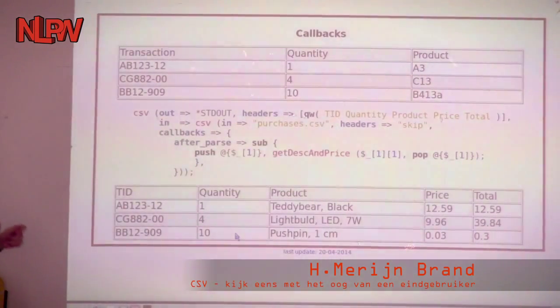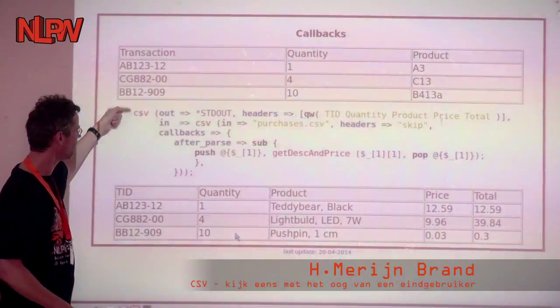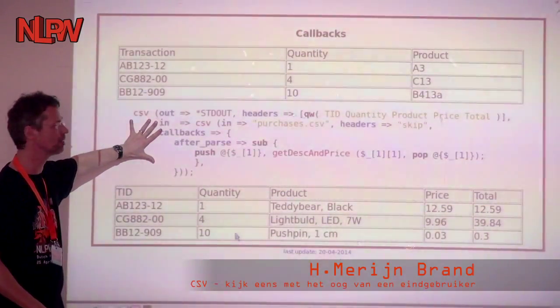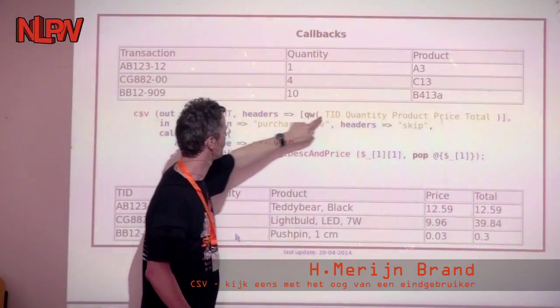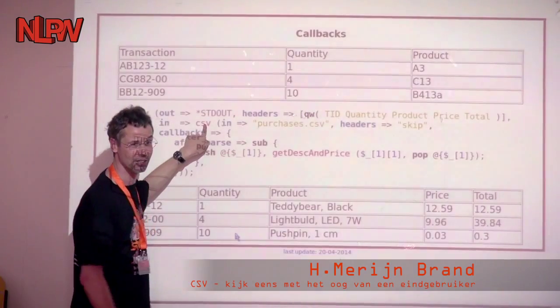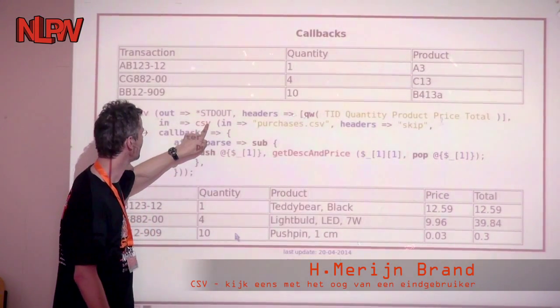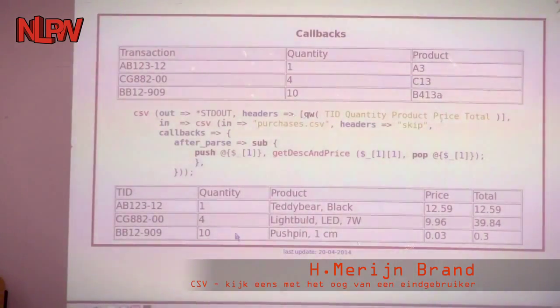Which means that you can make callbacks in a module and use very complicated stuff and just use it in a callback. See, I just now also combined all of that into one CSV call that has the headers there. The in file is a CSV call, so this is the reading with a callback, and the out file prints it to standard output.